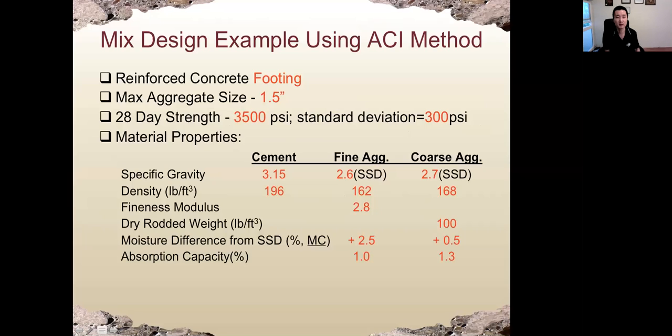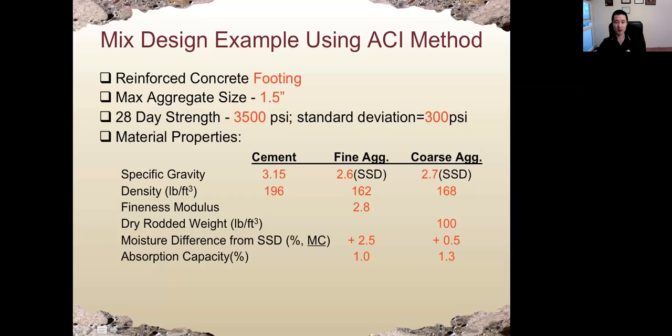All right, here is the question: design a concrete mix based on these conditions. The concrete is used for a reinforced concrete footing, and the maximum size of coarse aggregate is 1.5 inch. The requirement for the strength, the specified strength, is 3500 psi. Here it also tells us the standard deviation of the concrete strength test is 300 psi. We'll see why we need this information.